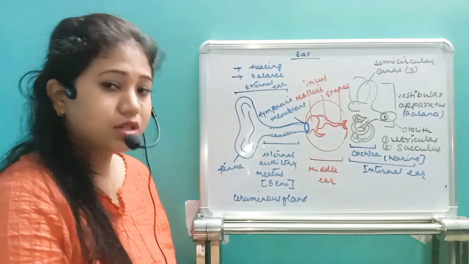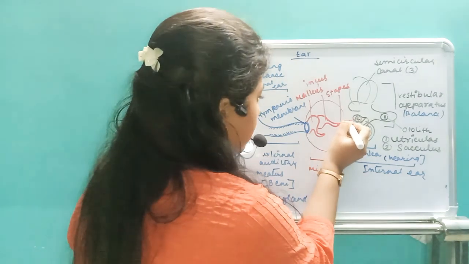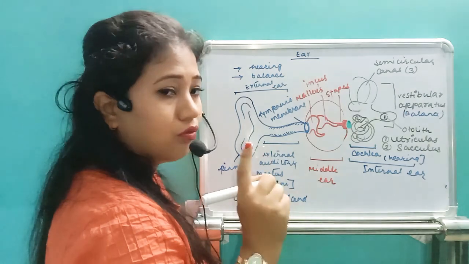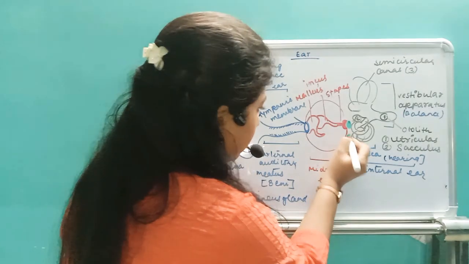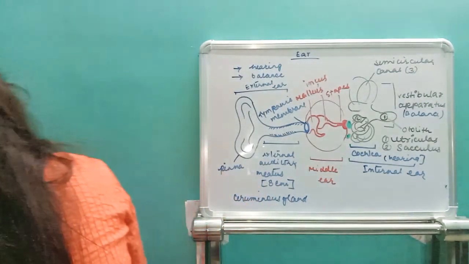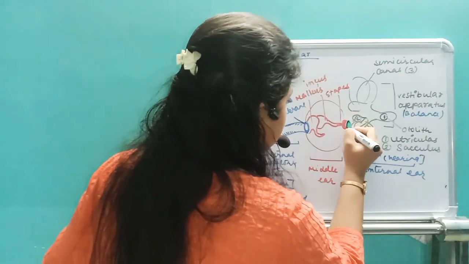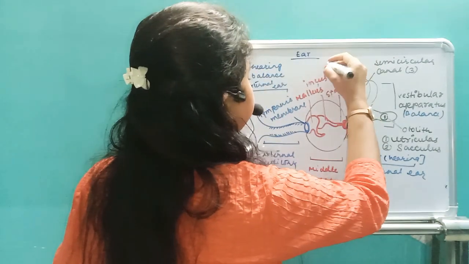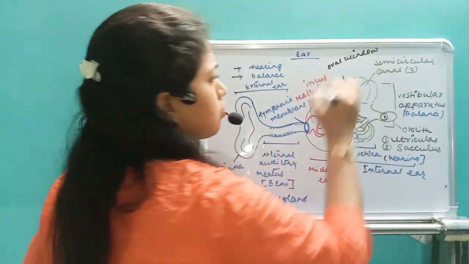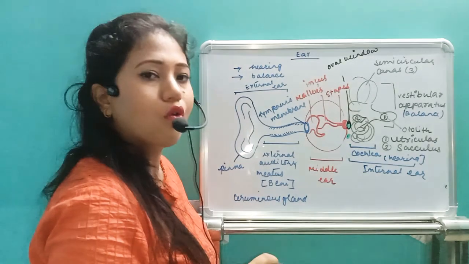Now a very important thing we need to know, here we have two windows also. What are the windows here? At the junction of the middle ear and internal ear, we have one window here and another window here. So what are they called? This is called the oval window, or also called fenestra ovalis. You don't have to remember that, you can simply remember this is the oval window.